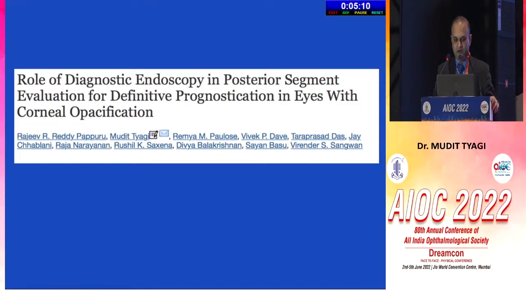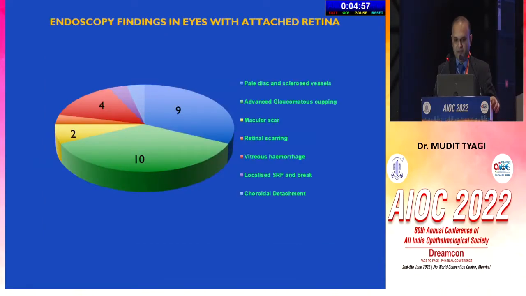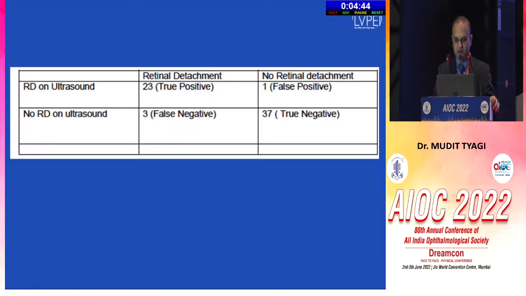So we did also analyze these results and found, in a paper which we had published, that an endoscopy allows us to visualize these areas, and these were the indications, penetrating trauma being the most common one, and pale disc and sclerosed vessels were commonly analyzed. Apart from that, advanced glaucomatous cupping, scarring in a few cases, retinal scarring, hemorrhages, and choroidal detachments were the findings which we assessed with the help of these in all of these cases.